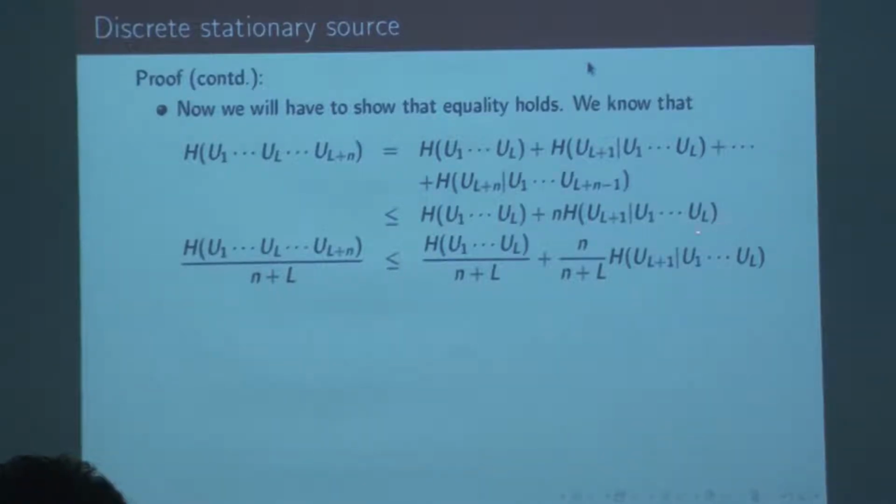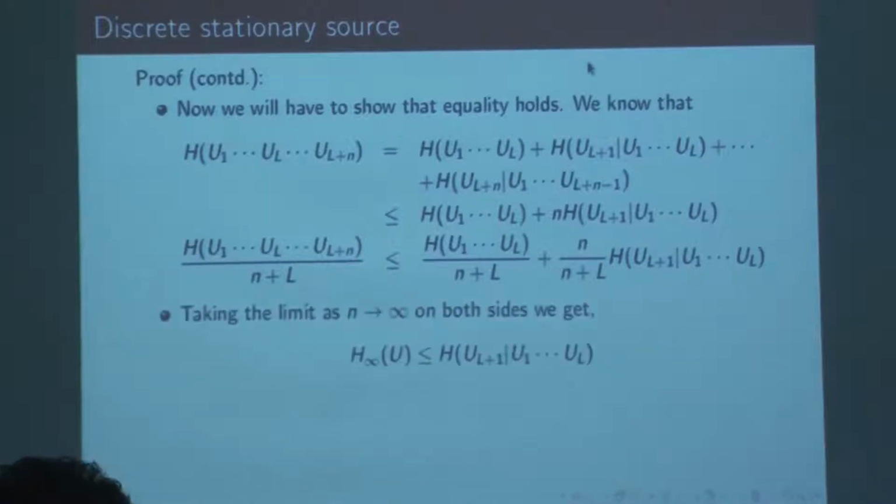How does this follow? This is a non-increasing function, so obviously this term will be the max of all the terms, and there are n such terms. So, this is upper bounded by n times H of UL plus 1 given U1, U2, U3, UL. Now, we are dividing both sides by n plus L. So, if we do that, on the left hand side we get this, on the right hand side we are getting this and this.